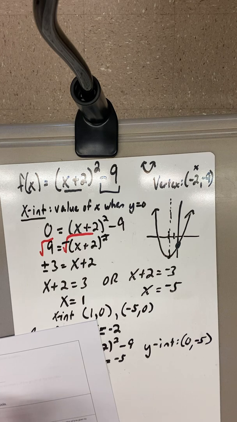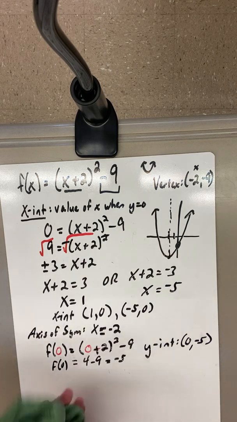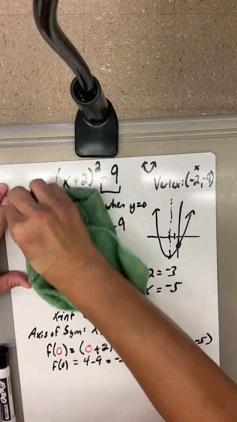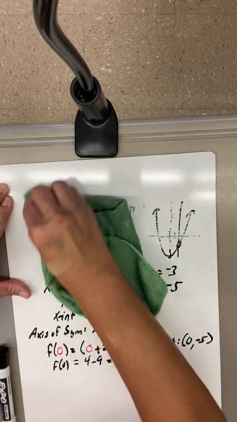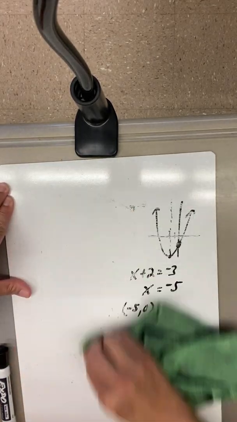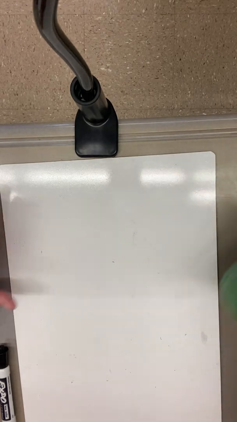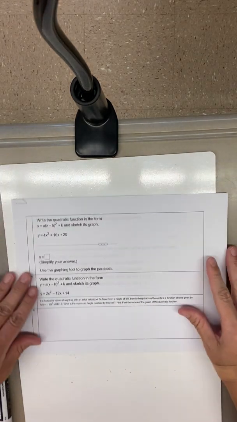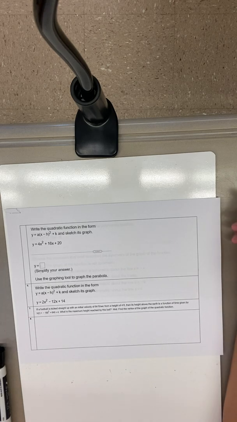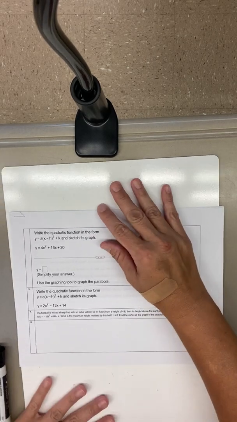All right. So number 5, let me erase all this. Number 5 is still on quadratics. It says write the quadratic function in the form y equals a parentheses x minus h squared plus k and sketch its graph. So it gives it to you in standard form.